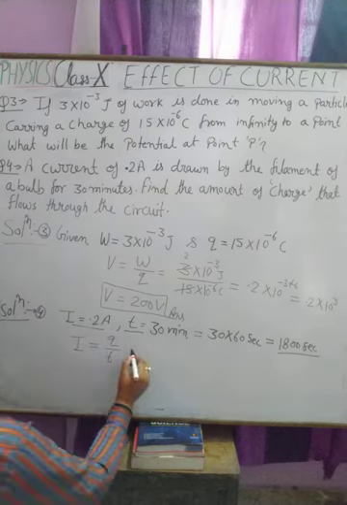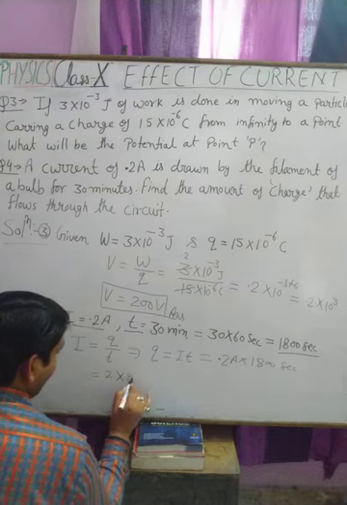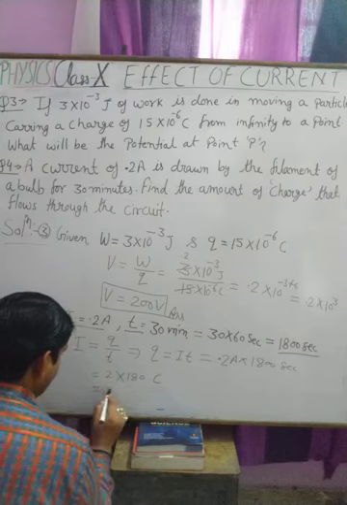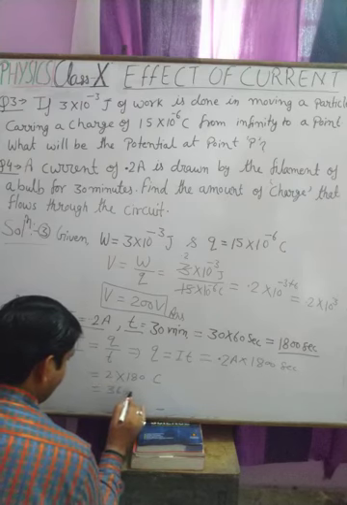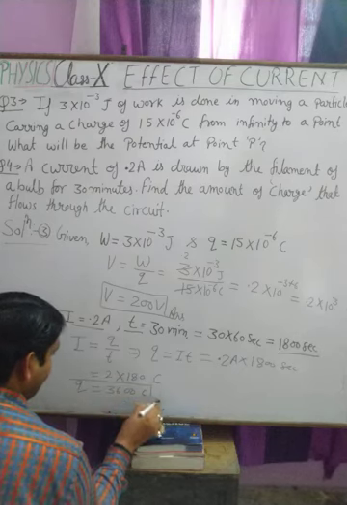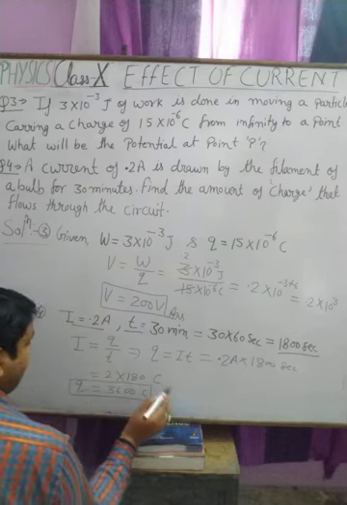Now we are putting here the value 0.2 ampere into 1800 seconds. Okay, when we multiply this we get 0.2 into 1800 coulomb, that is 360 coulomb. This is the value of charge in this question which is asked.